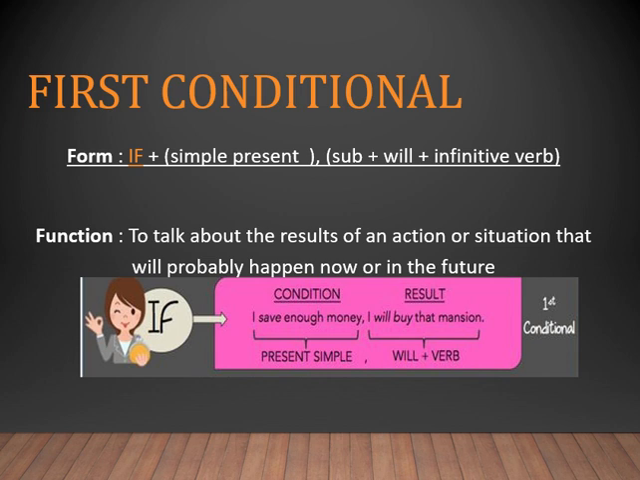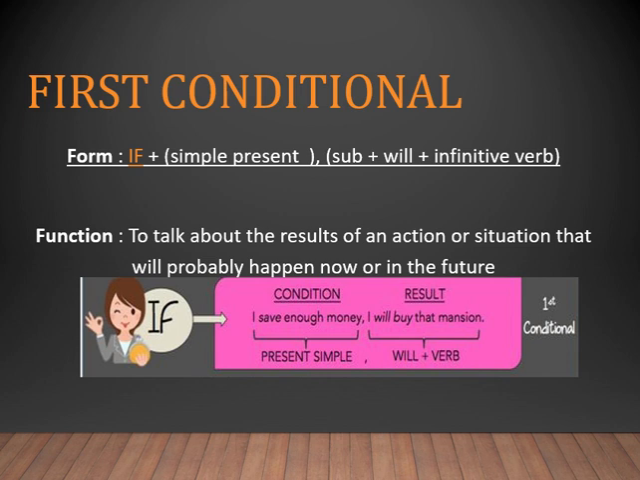If I save enough money, I will buy that mansion. I will buy that impressive house. Mansion means impressive house. So here we have present simple, will plus verb 1. Focus here that we use it to talk about something which usually happens, not always, not about facts. The percentage here is 80 to 90%.